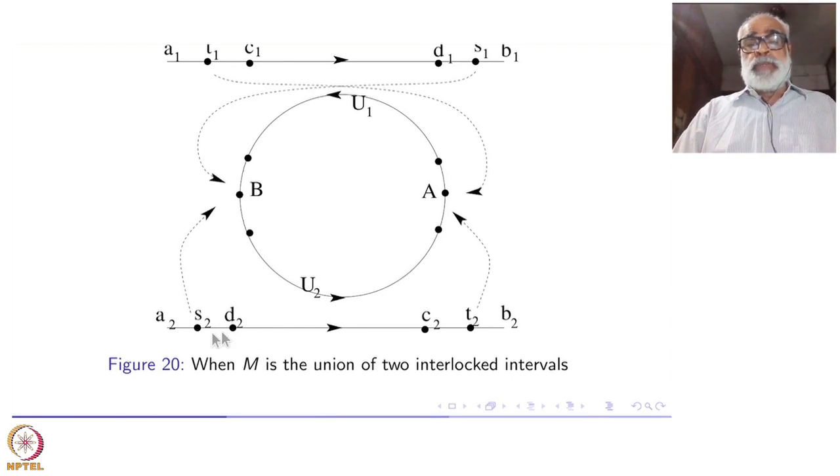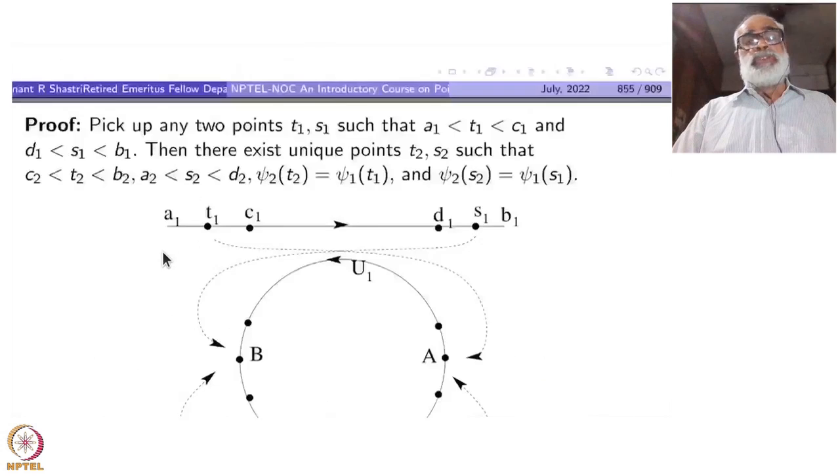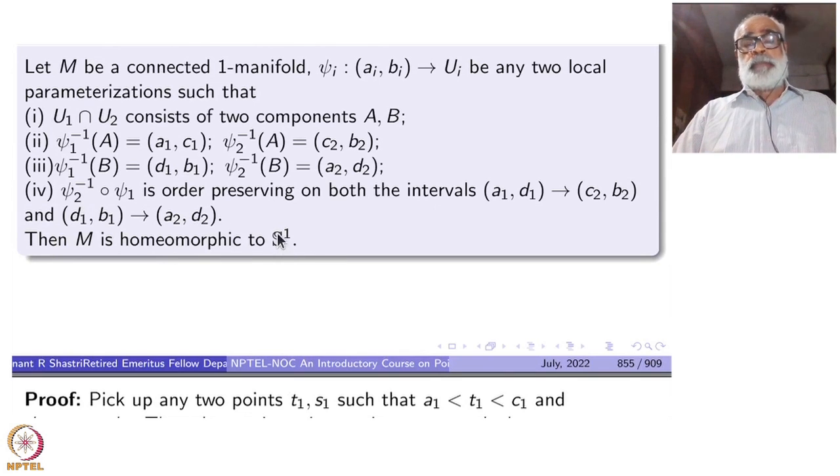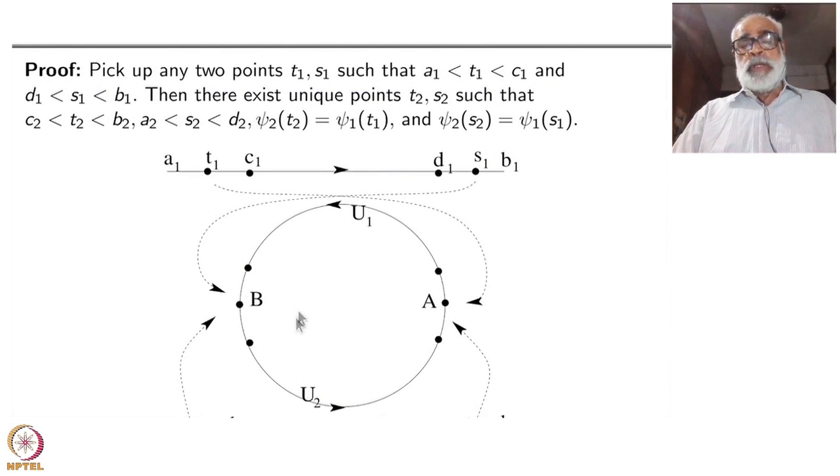Not only that, suppose you go from here to here, the inverse image, that is Psi1 inverse. So if you first take Psi1 here, and then take Psi2 inverse here, you get a homeomorphism from A1 C1 to C2 B2. That must be order preserving. Similarly, you start from D1 B1, come here, and then go by inverse image, you get D1 B1 to A2 D2. That must also be order preserving. So these are the assumptions that we have. Both are order preserving. Then the conclusion is that this U1 union U2 is a circle.